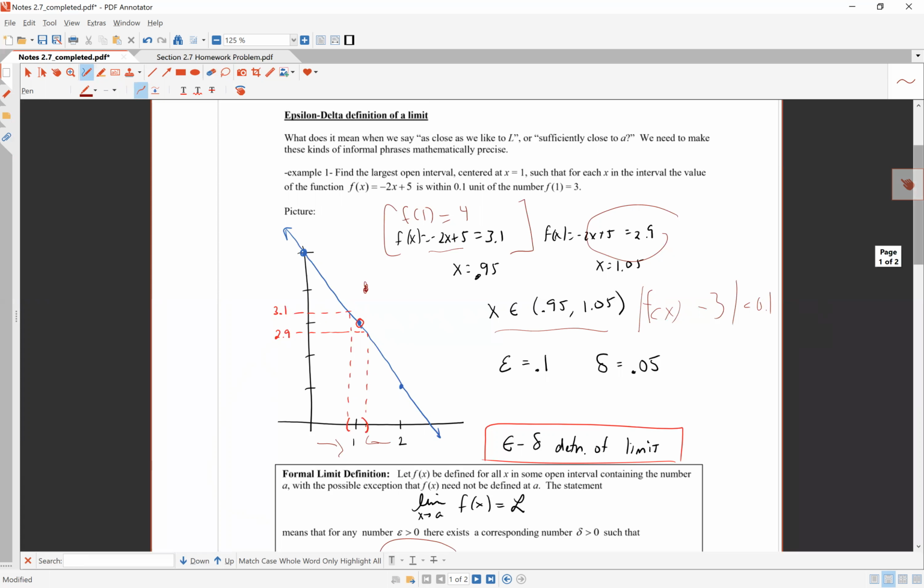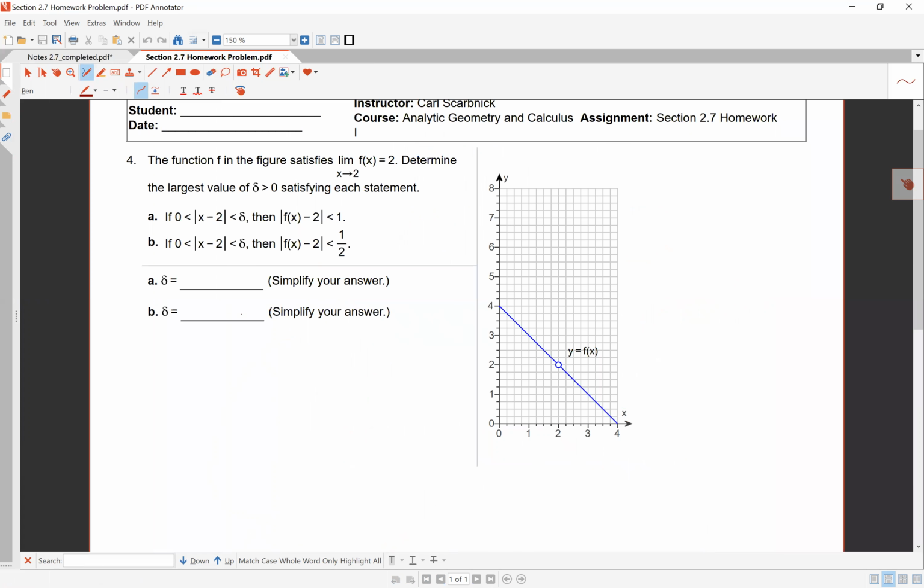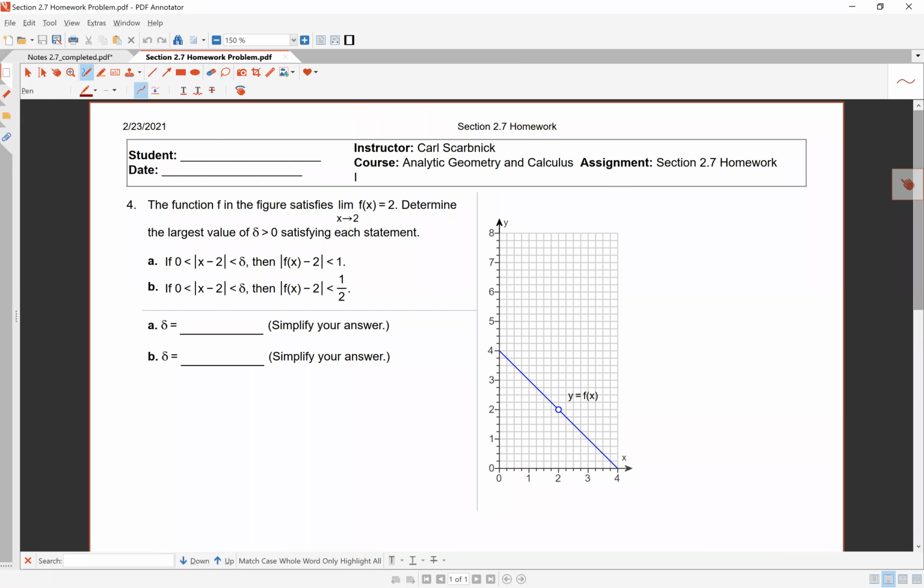So let's just look at a problem. I think some of the homework problems are difficult, but here's one I kind of like. I don't remember which problem this is. Well, here it says problem 4, from section 2.7. I kind of like this problem, and I like it because we look at the graph.